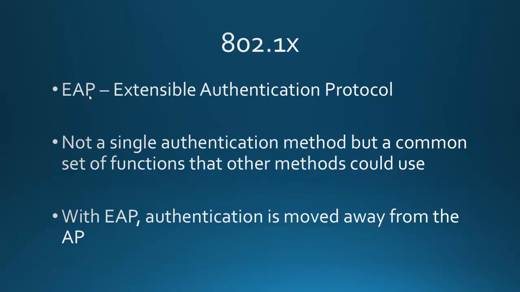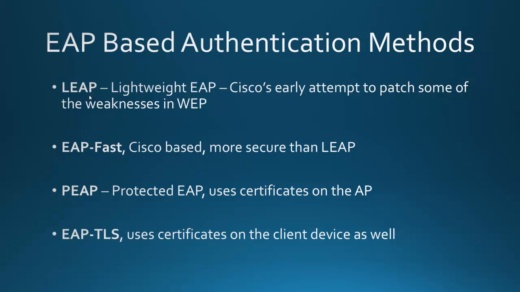All right, so there are some EAP-based methods. The first one is LEAP, which is Lightweight EAP. This was Cisco's early attempt to patch some of the weaknesses in WEP. So technically, you should never, ever use LEAP. Then there's EAP-FAST, which is Cisco-based and more secure than LEAP. Then there's Protected EAP, or PEAP, which uses certificates on the access points to verify authenticity. Then there's EAP-TLS, which uses certificates on the client device and the access point. So LEAP is the weakest, then EAP-FAST, then PEAP, and then EAP-TLS.